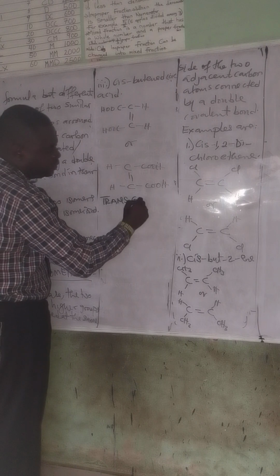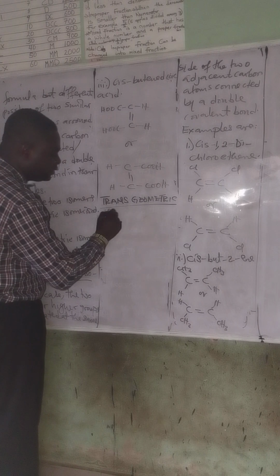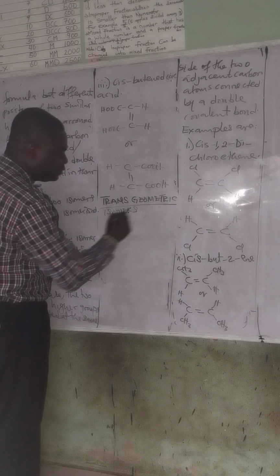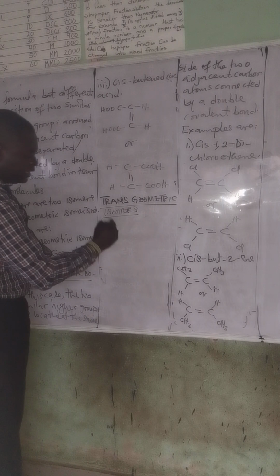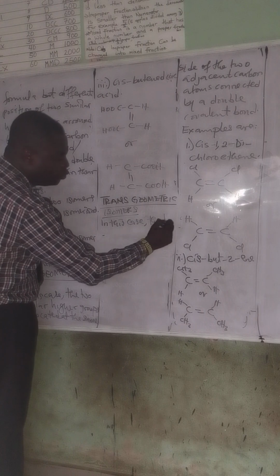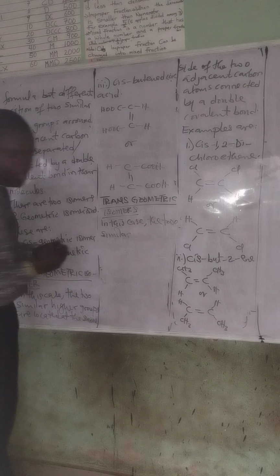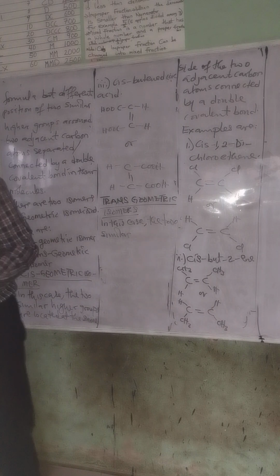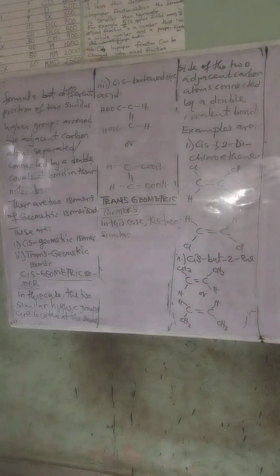So now let's look at trans geometric isomers. Now, in this case, the two similar groups are located on opposite sides.